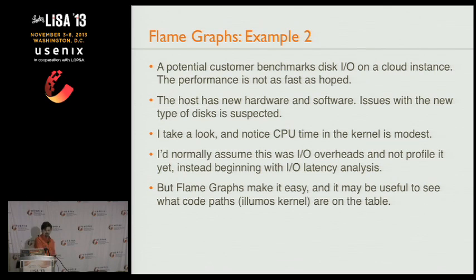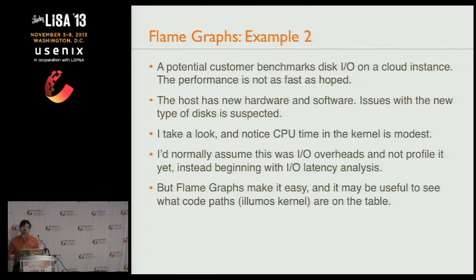I take a look and notice CPU time was pretty heavy in the kernel. I would normally assume that was I/O overheads and not profile it. So a customer is benchmarking disk I/O. Oh, I have a fair bit of system time. It's like, okay, well, you're probably doing a lot of IOPS. Each IOP has a tax. You have to do syscalls into the kernel. You're doing some kernel code paths, getting in and out of the file system, grabbing locks. I get it. I'm not going to profile that. I can assume what that is. I want to go work on the actual disk issue.